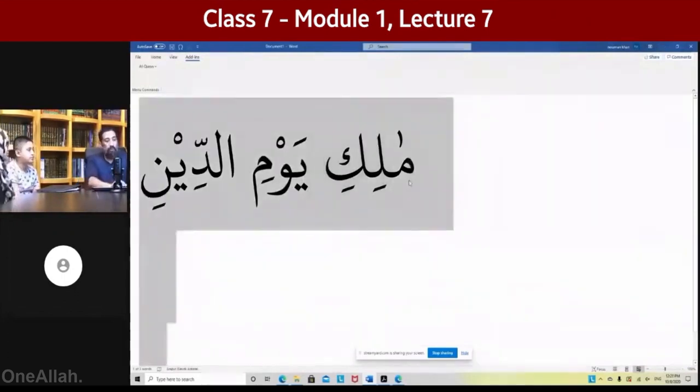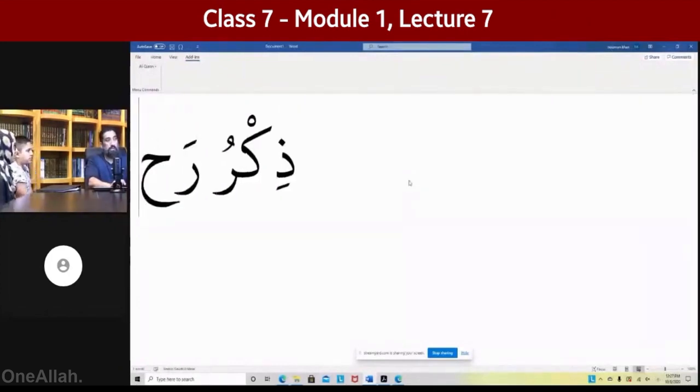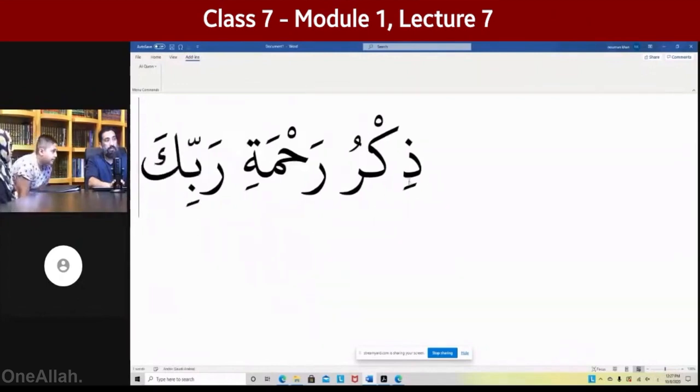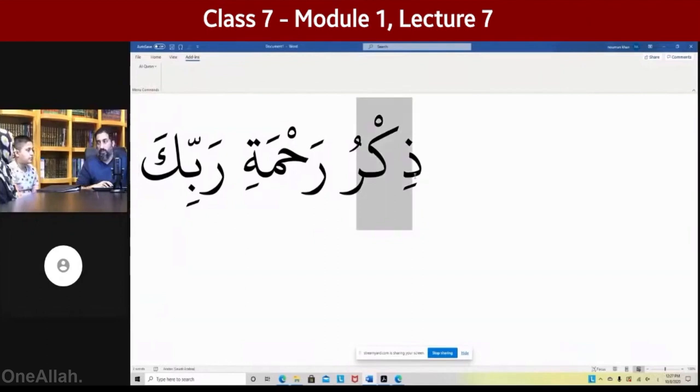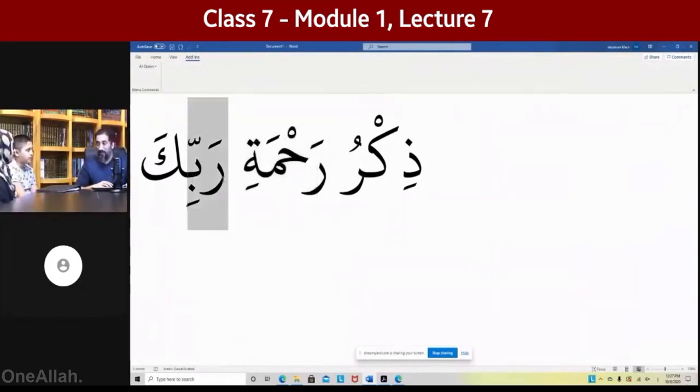Okay? So I'll give you another long idafa string. Dhikru rahmati rabbika. This is in the Quran. So dhikru is light, no alif lam. That would be a mudaf. Rahmati is jar. That would be a mudaf ilayh. But rahmati is also light, no alif lam, making it also a mudaf. Rabbi is jar, making it a mudaf ilayh. Rabbi is light, no alif lam, which makes it a mudaf also.